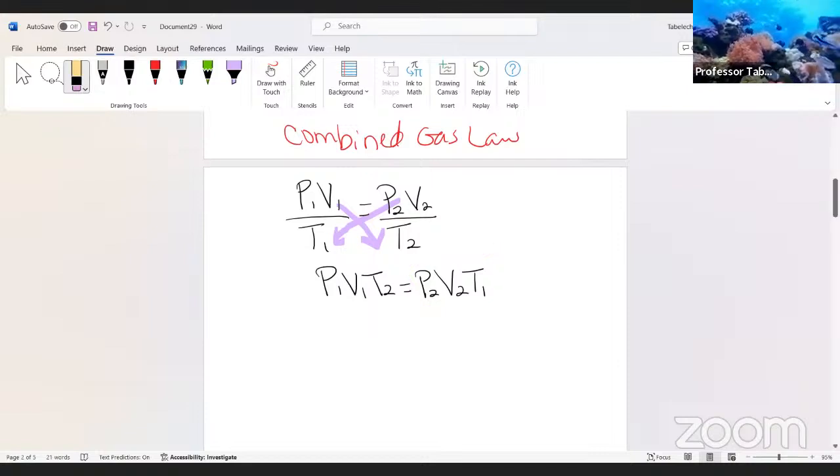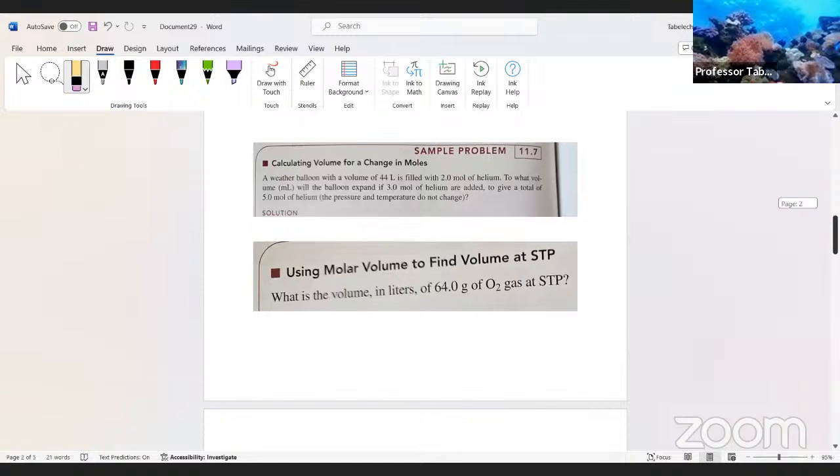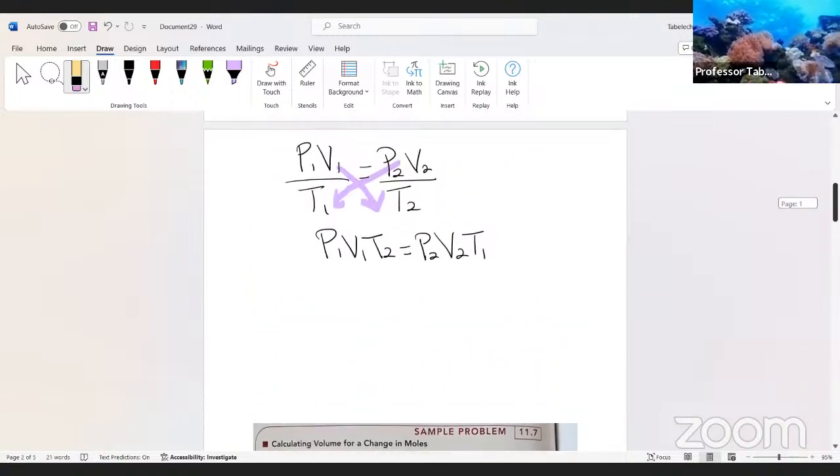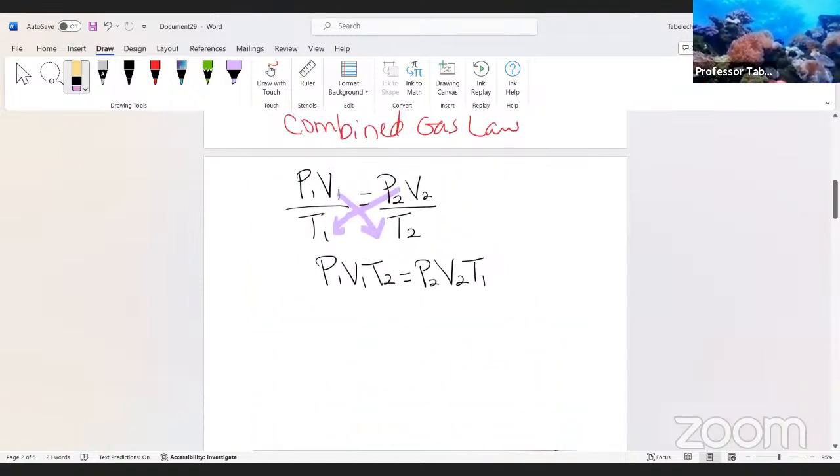So for the first problem, whenever you're dealing with the combined gas law, what you need to realize is that your moles are held constant, and that's going to play a role in what we talk about later today in terms of Avogadro's gas law, because that deals with moles. And remember, moles is something that we've dealt with before.